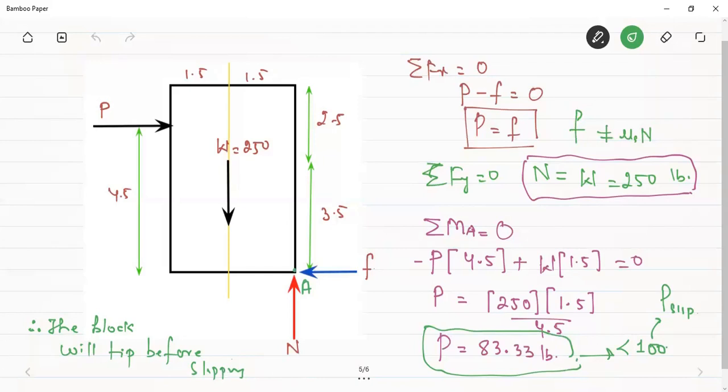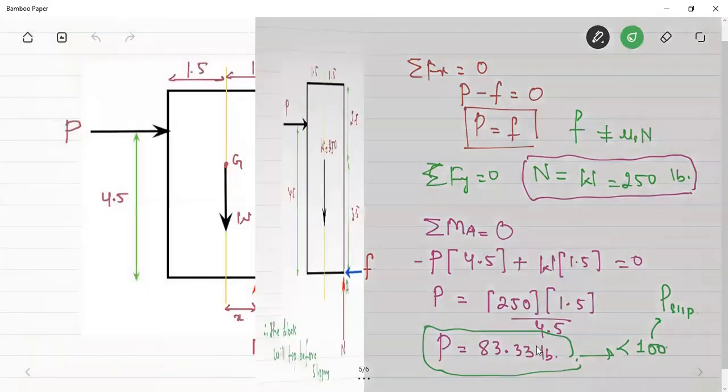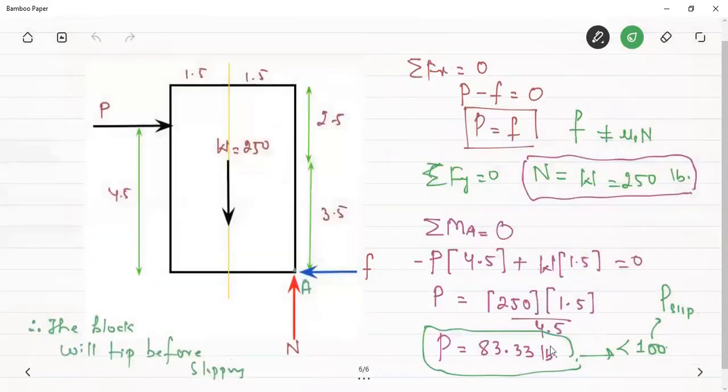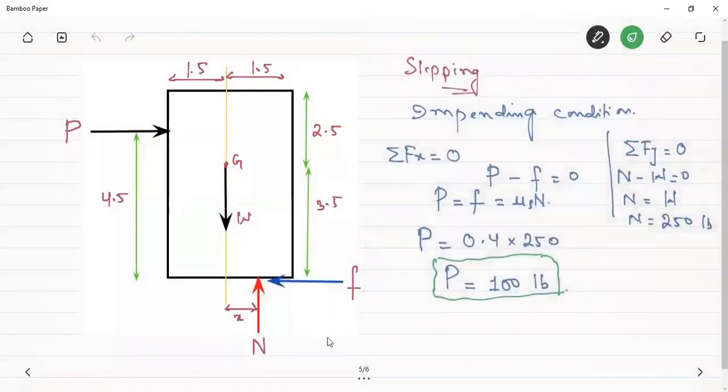So the force required for causing the slipping was 100, but before it slips, the body will tip, because the minimum among them is this 83.33 pounds. So the body will tip before slipping. And this could have been found here as well.